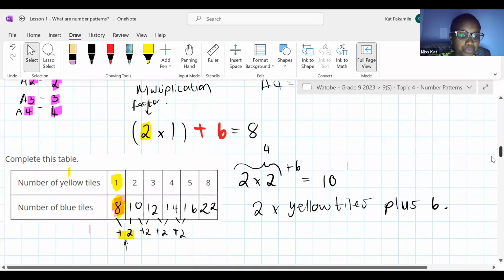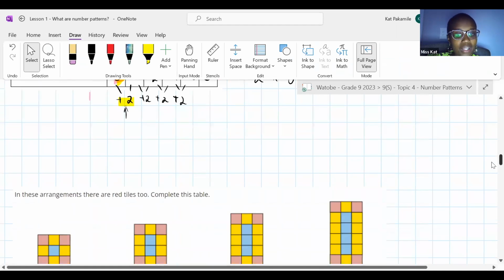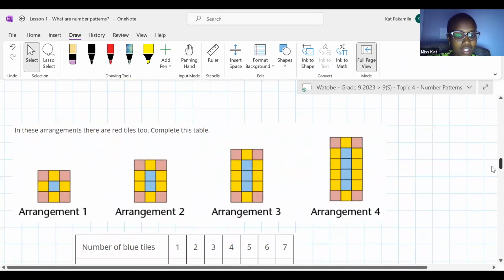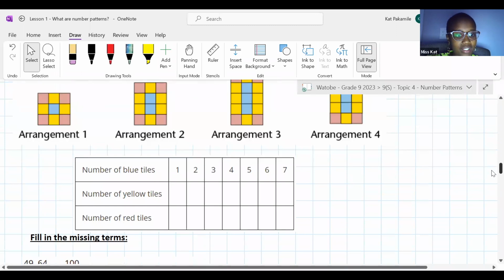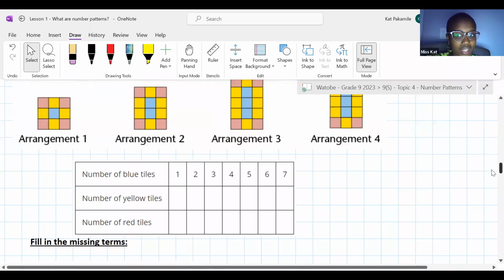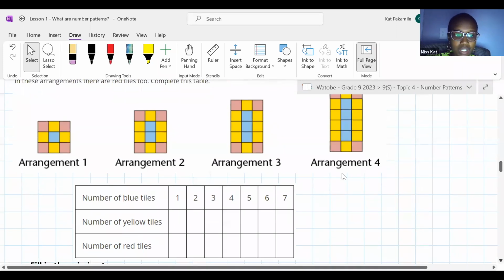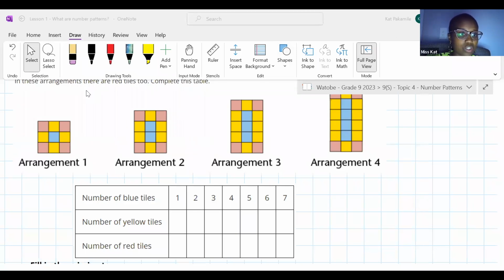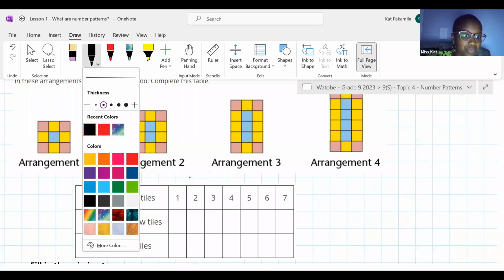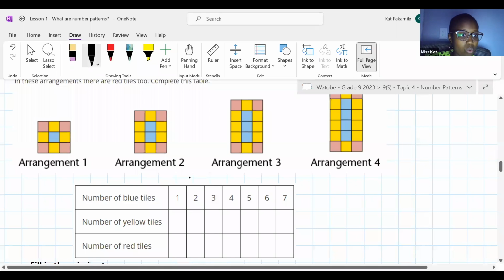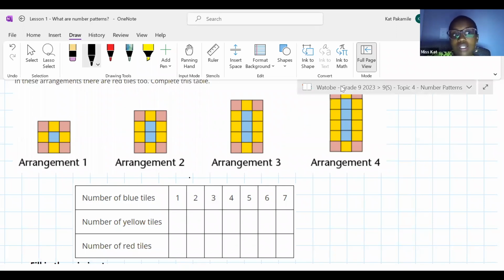Beautiful. Okay. We're back to these tiles, but now we have added red tiles. Now let's fill in the table with adding red tiles. So the number of blue tiles doesn't change. Okay, so we'll still have 1 blue tile, 2 blue tiles, 3 blue tiles, 4 blue tiles. But what's happening now with the yellow tiles?